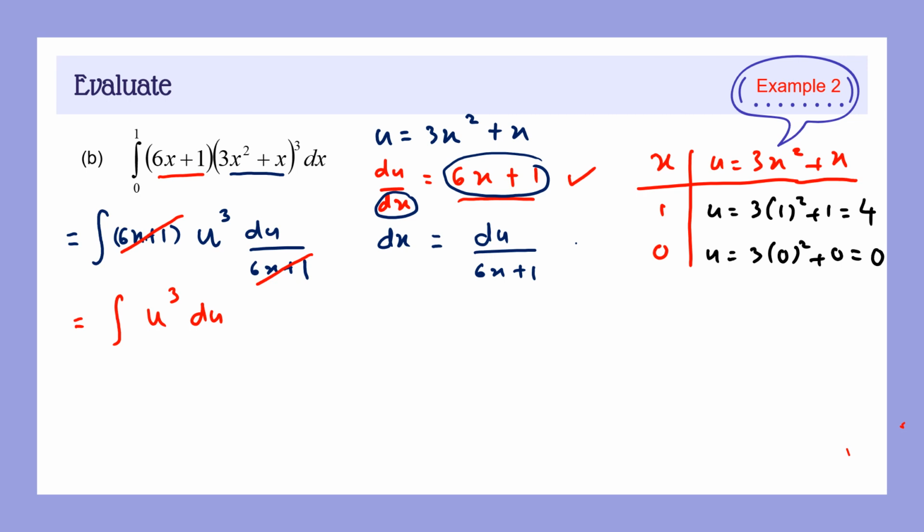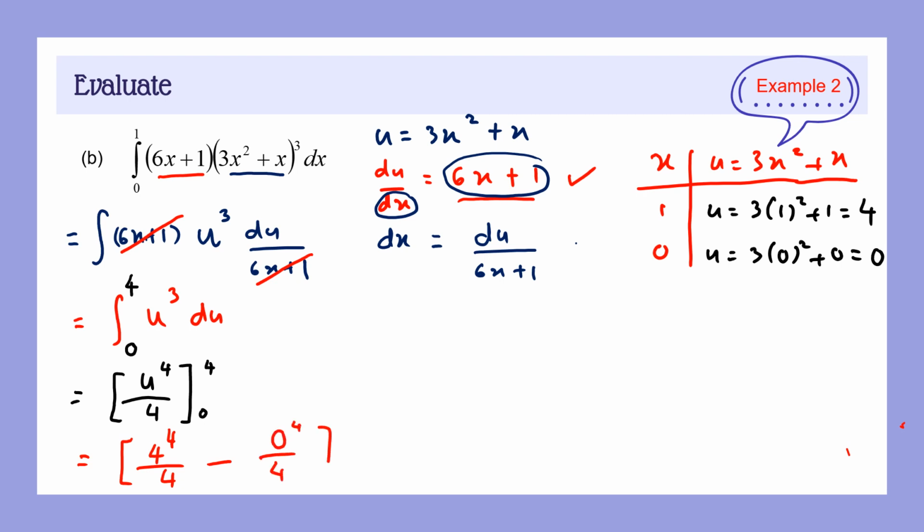Now, for the limits here, we change this one to 4 and this one to 0. We get the integral of u cubed du from limit 0 to 4. Now we integrate this, and we get u to the power of 4 over 4, evaluated from 0 to 4. After that, we substitute the limits, the upper limit first. So 4 to the power of 4 over 4, minus the lower limit, 0 to the power of 4 over 4. Then we calculate using a calculator. Finally, we get the answer 64.